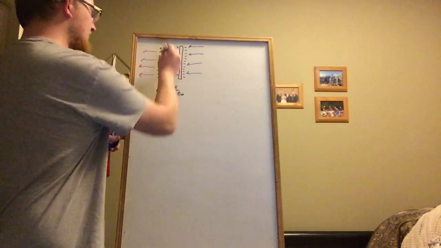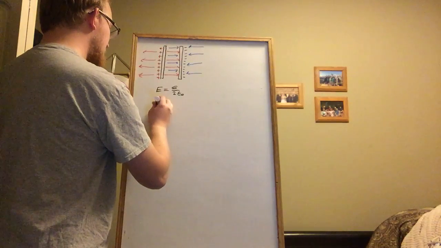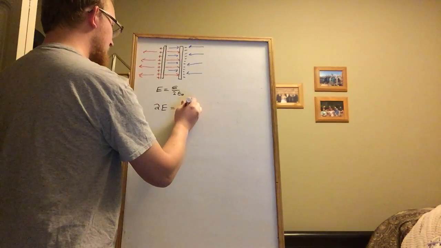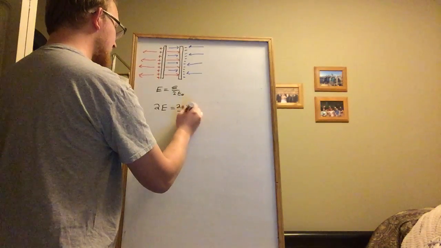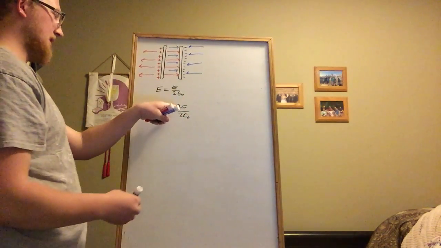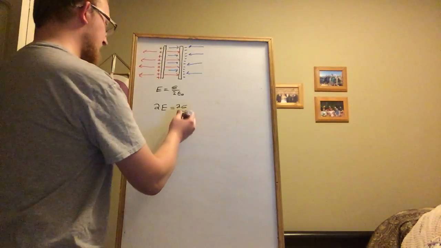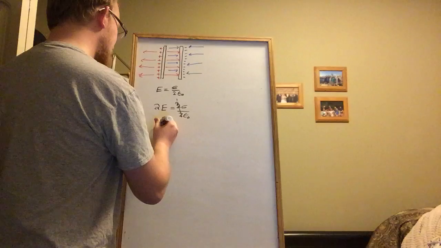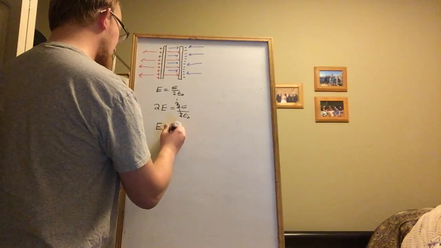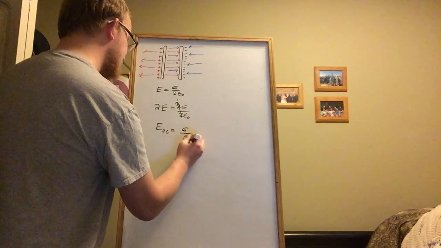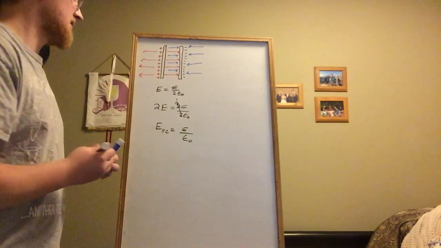So it looks like in between the two plates, we could say that it's double the electric field of a single plate. And so if we double the electric field, we get 2σ over 2ε0. And that cancels to 1, and so we've proven that the E field inside of a parallel plate capacitor is equal to the charge density divided by the permittivity of free space.